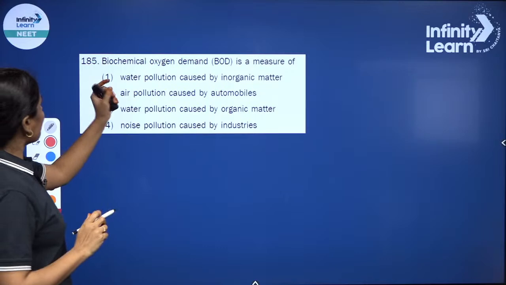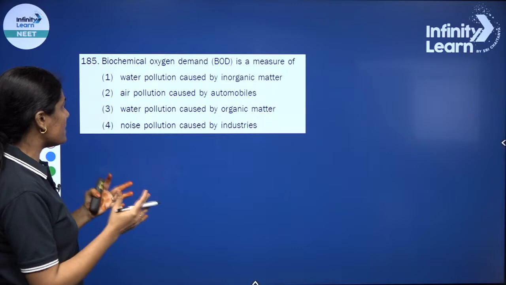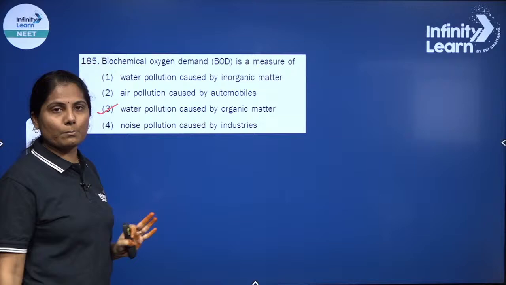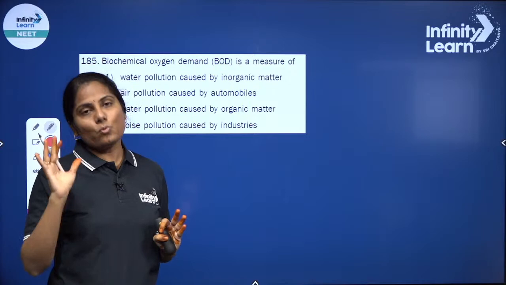Biochemical oxygen demand is a measure of BOD. What are we measuring with BOD? It's the water pollution caused by organic matter. Here you're thinking in between inorganic, organic. Pay slight attention. You know, it's the organic matter. More is the BOD, higher is the pollution in waters, right? So this is something that is directly related to pollution.